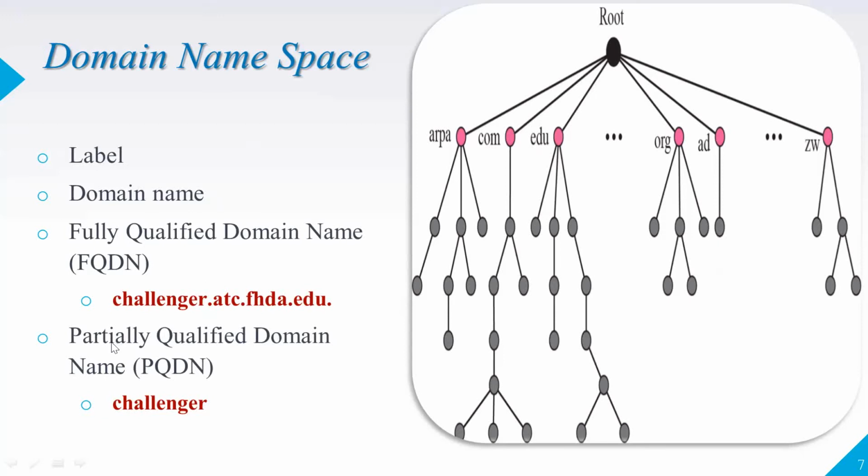The next one is the partially qualified domain name, PQDN. Here only part of a name is passed, that is, challenger. If a part of a name is passed, then the DNS client will add the suffix to the particular name. Then it passes this name to the DNS server. So the DNS client automatically adds the suffix to a particular name. That is a partially qualified domain name.